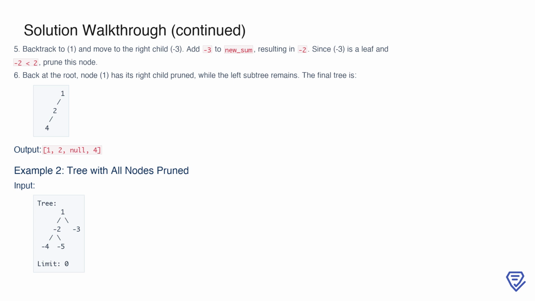Now, at the root node, the right subtree is completely pruned, but the left subtree remains intact. The final tree structure after pruning looks like this: the root node 1 has a left child 2, and that node has a left child 4. In array representation, the tree is 1, 2, null, 4.